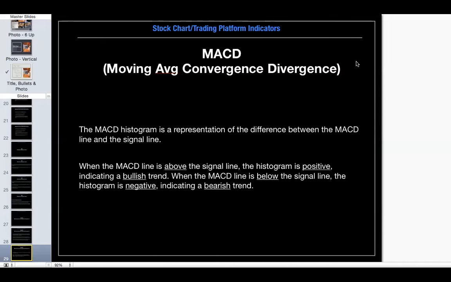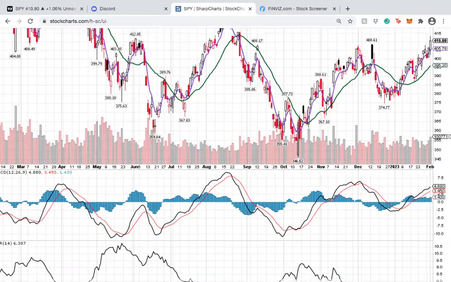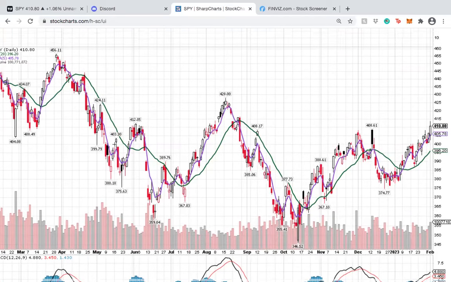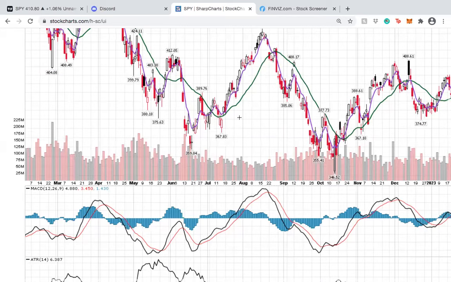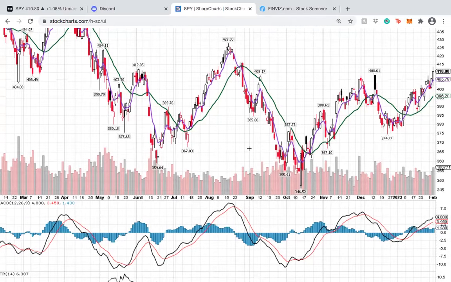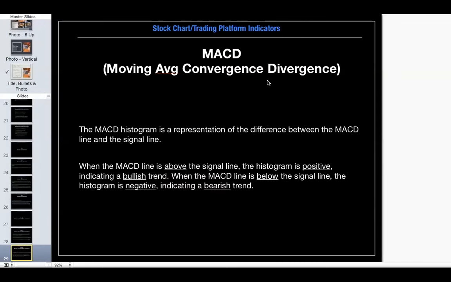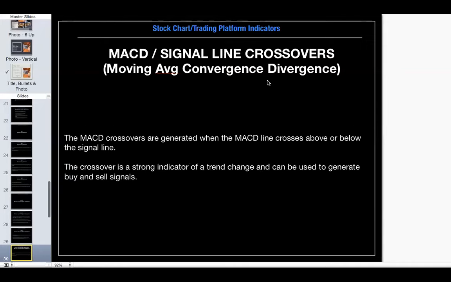And the MACD histogram is the representation of the difference between the MACD line and the signal line. That's all that is. And if you look at it, it's essentially a mirror image of the stock chart, right? It's not precise, but it's a pretty close representation of a mirror image of what the stock is doing. And if you look at the crossovers of the MACD and the crossovers in the EMA 20 and the EMA 5, it's almost identical every time, right? So when the MACD line is above the signal line, the histogram is positive, which indicates a bullish trend, right? When the MACD line is below the signal line, the histogram is negative, which indicates the bearish trend.